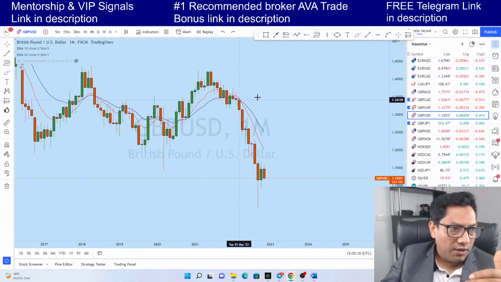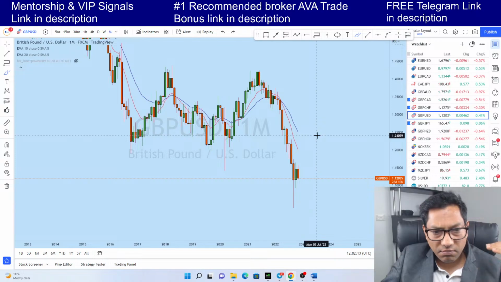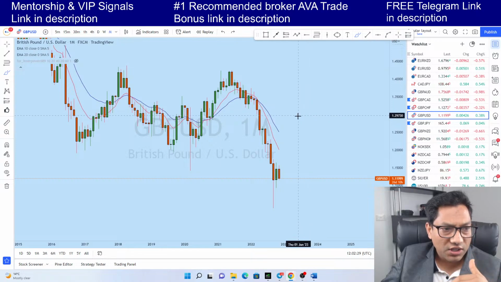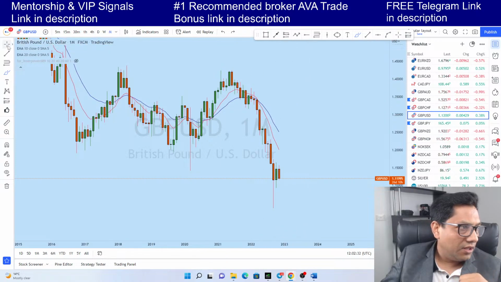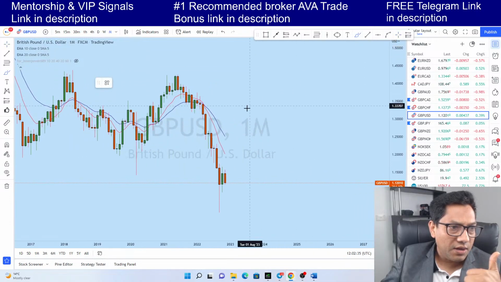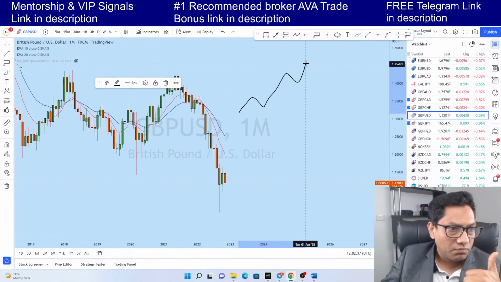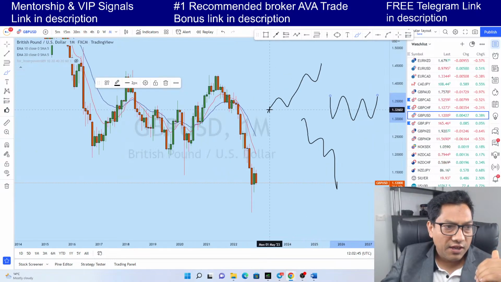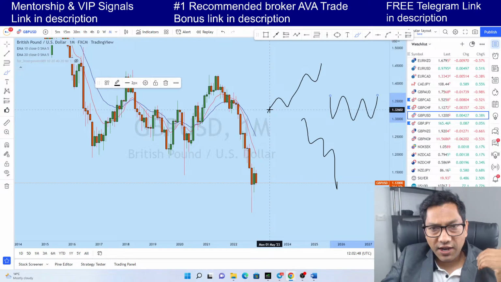Now if you look at the market structure, keep in mind that many traders sometimes use indicators and many other things to understand the trending direction, but the only true way to find the trending direction is from the market structure. What is market structure? There are three ways a market can move: either up, down, or sideways. So market structure is basically the indicator of which way the market is heading.